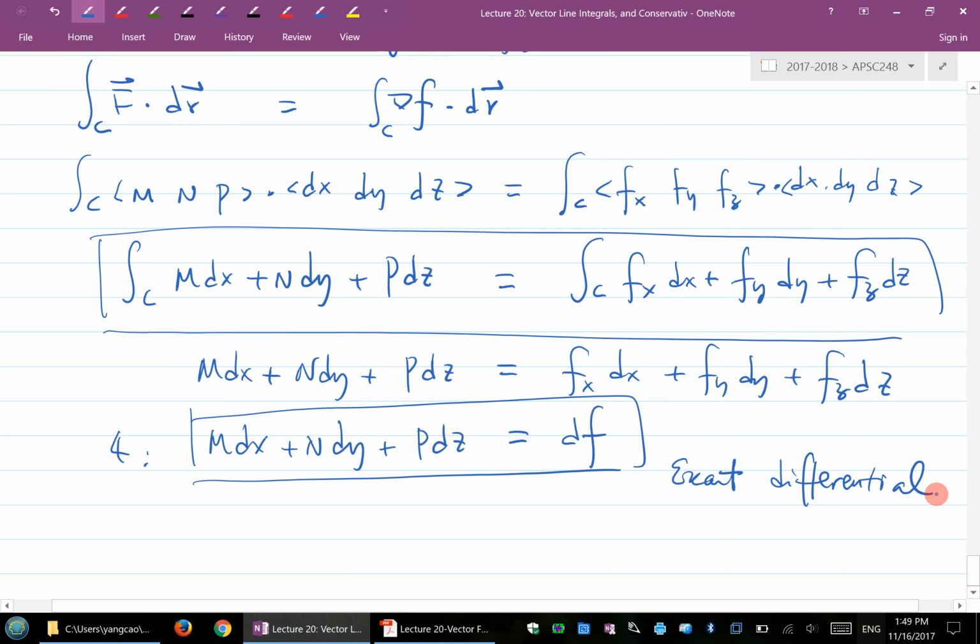As a matter of fact, you're learning 246, differential equations. This is one type of differential equation called an exact differential equation. If you can write it as an exact differential equation, you can solve that differential equation immediately by finding this F, which is the solution here. So those are the 4 equivalent statements. Any questions? Okay, good.